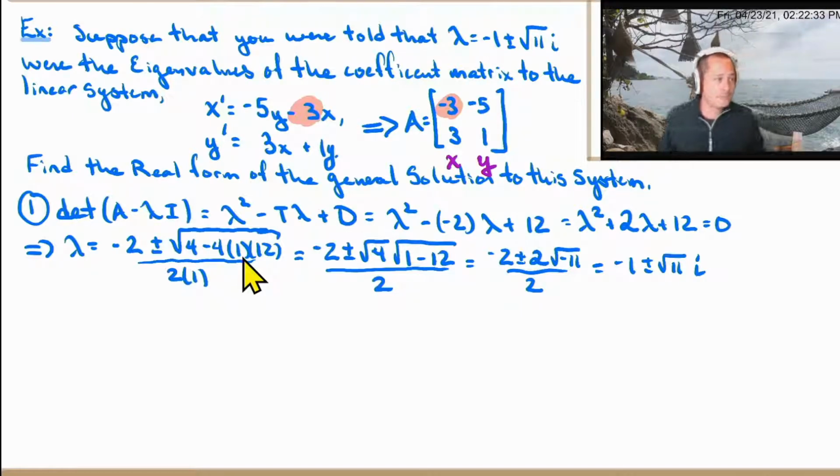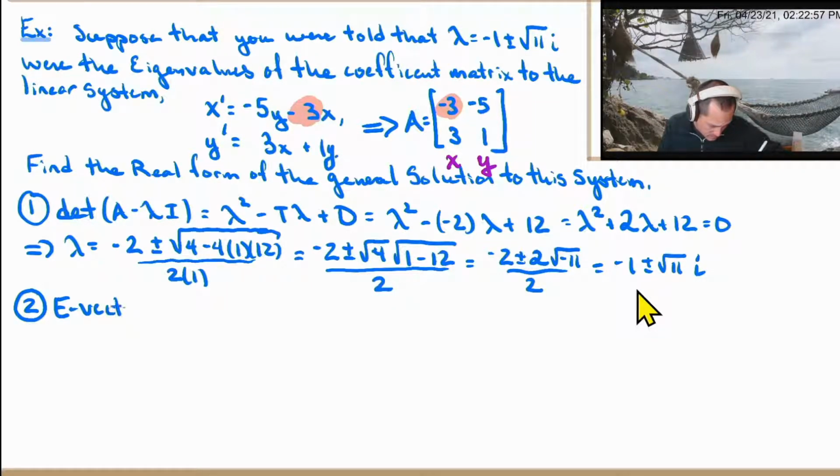Okay, there we go. So I guess I phrased the question, suppose we were told this, right? But I've just calculated that so that we see a nice, gross quadratic equation. And so now, part 2 is I got to find my eigenvectors. And so I'm going to look at case lambda 1 is equal to -1 plus the square root of 11 times i.